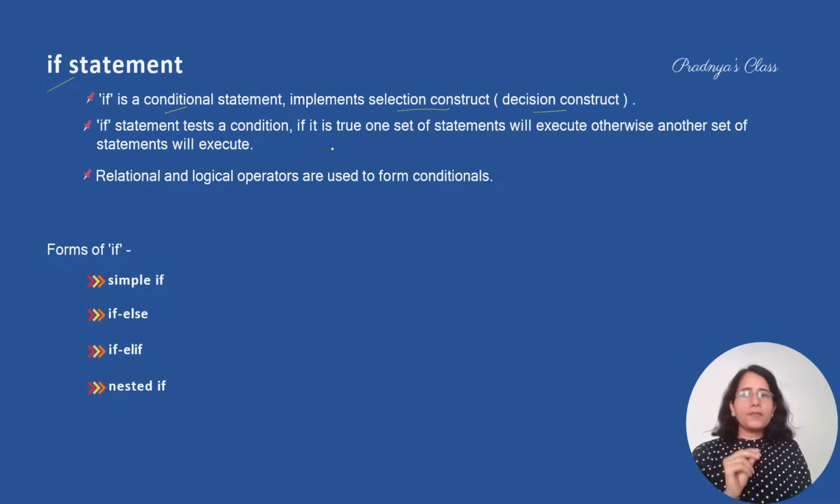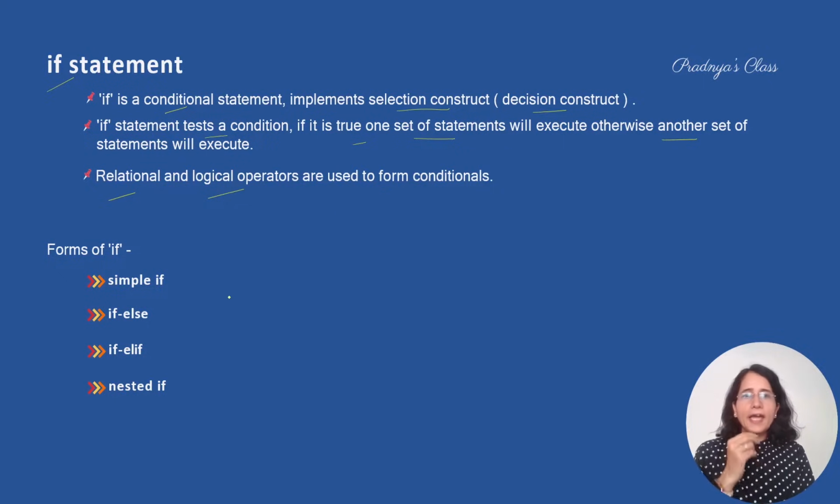So if statement first tests a condition. If it is true, one set of statements will execute. If it is false, another set of statements will get executed. To check condition, we can use relational operators as well as logical operators. We studied all the operators in detail in Python fundamental chapter. Please go and watch that video.